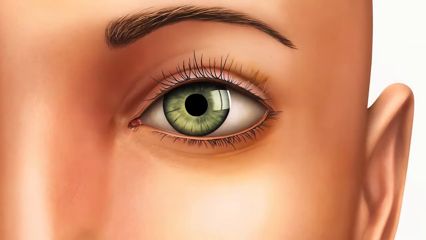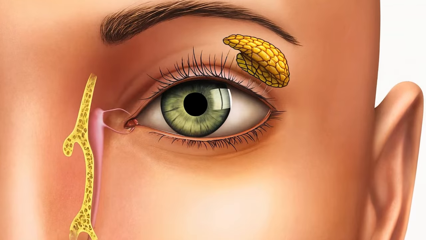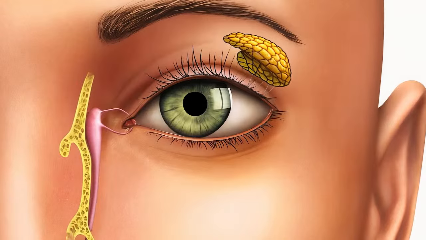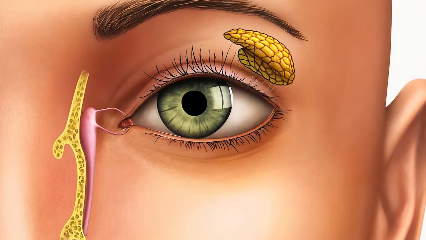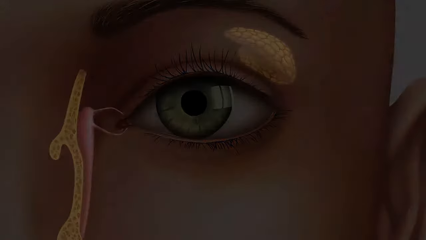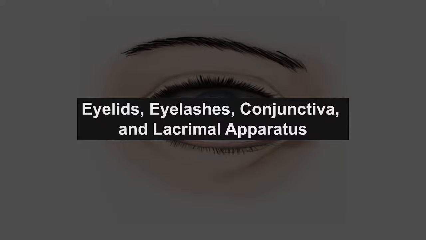The lacrimal apparatus, which includes the lacrimal gland and associated ducts, produces and drains tears, ensuring that the eye remains moist and that the corneal surface stays free from debris and pathogens. Eyelids, eyelashes, conjunctiva, and lacrimal apparatus.